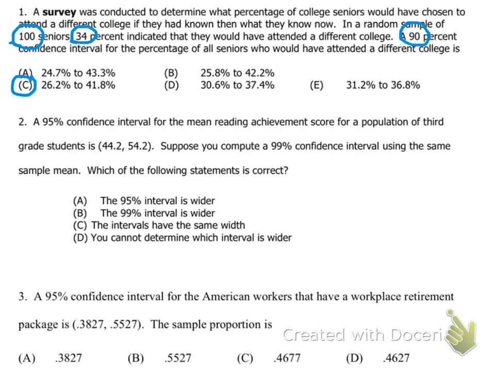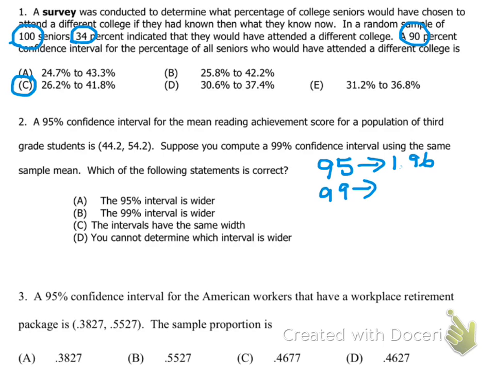All right, so let's go to number 2. And here we're talking about a 95% confidence interval. Now they want us to compute a 99. All right, so let's talk about this. If 95 has a critical value of 1.96, what does 99 have?